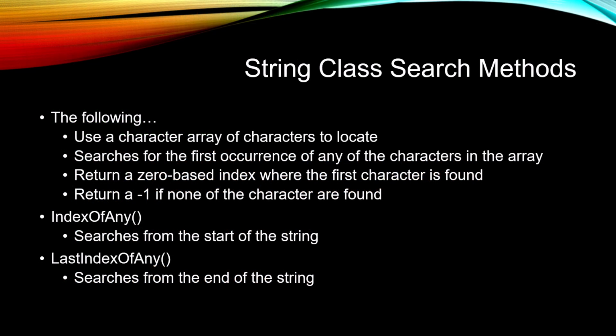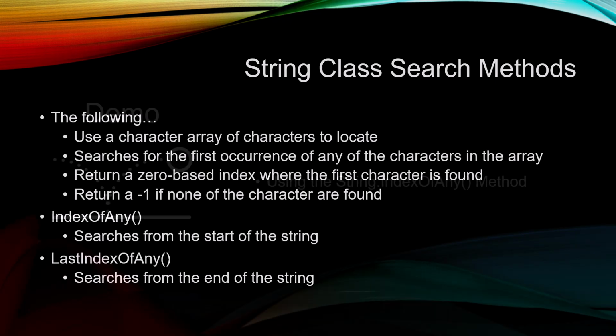Now the following 2 methods use an array of characters to locate. It searches for the first occurrence of any of the characters in the array. It'll return a 0-based index where that first character is found. It'll return a -1 if none of the characters are found. IndexOfAny searches from the start of the string. LastIndexOfAny searches from the end of the string.